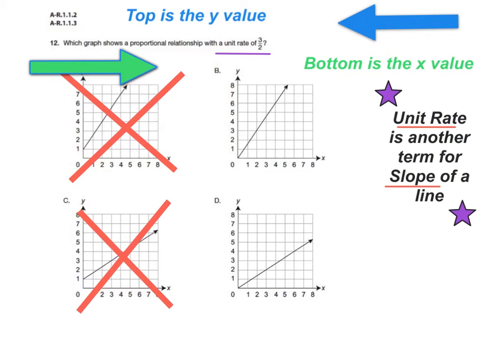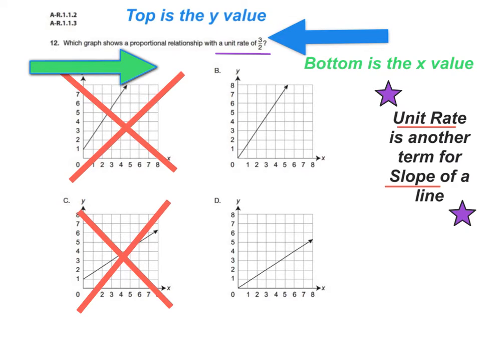Okay, so now we have to identify this unit rate. Unit rate is another term for the slope of a line. Sometimes it's a whole number and sometimes it's a fraction. If it is a whole number, just make it a fraction by putting it over 1. What it basically means is this. The top value of your unit rate, in this case, is 3, and that is your y value.